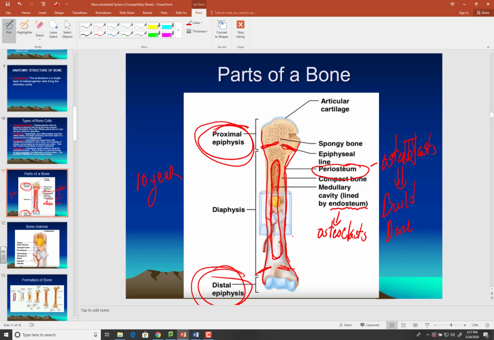Now, on the ends of bones, you have what's called articulating cartilage. And this is basically cushioning where two bones form a joint.